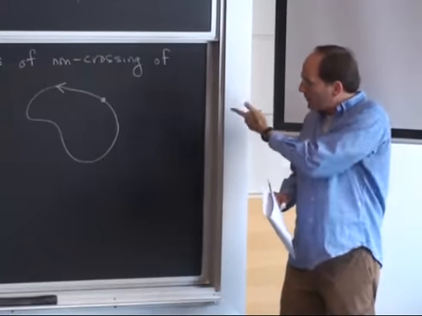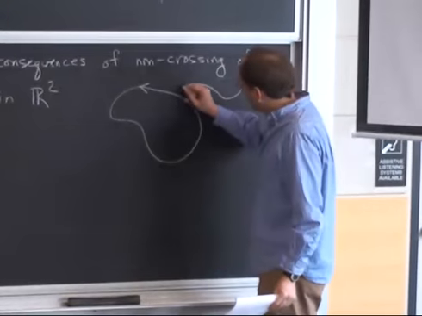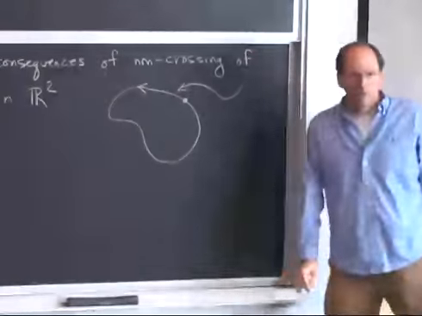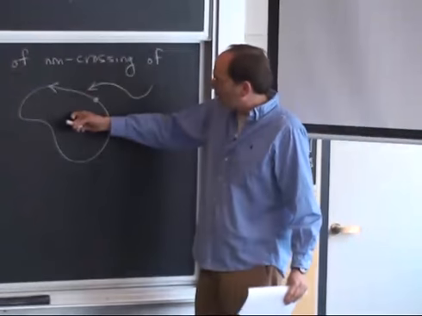But now imagine you have something like that. Then think about what happens to some other trajectory that's trying to get inside. You can see that's not possible, right? There's no way for this to get in there without crossing.